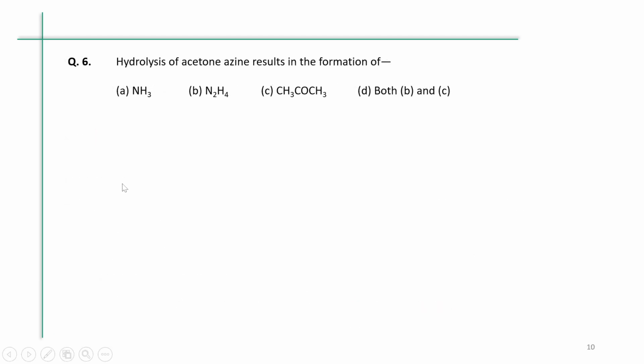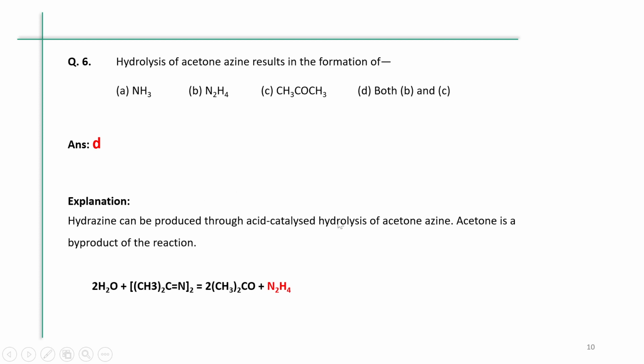Then the next question is, hydrolysis of acetone azine results in the formation of NH3, NH4, acetone, or both? The answer will be both B and C, meaning hydrazine as well as acetone. So hydrazine can be produced through acid catalyzed hydrolysis of acetone azine.